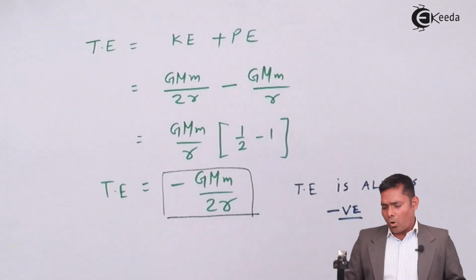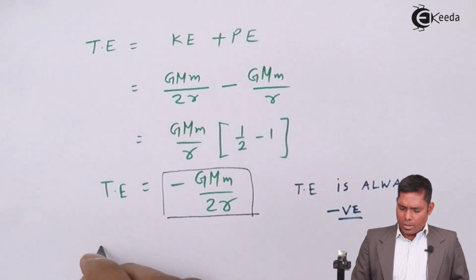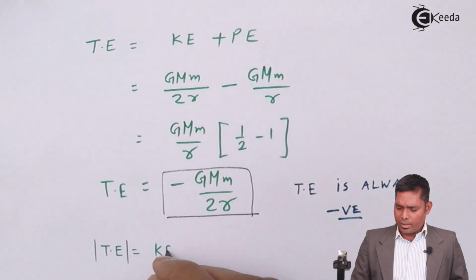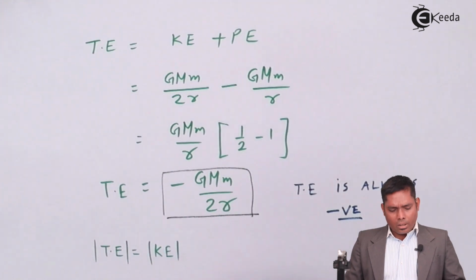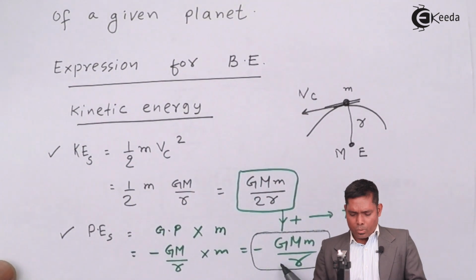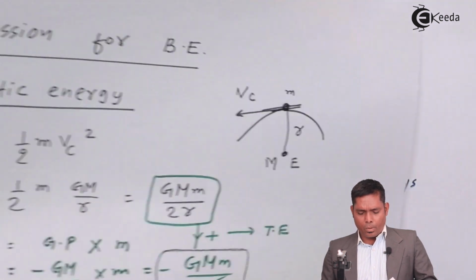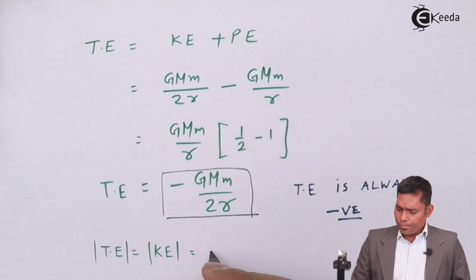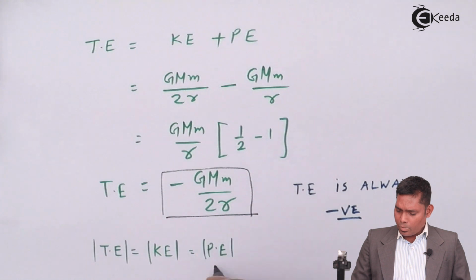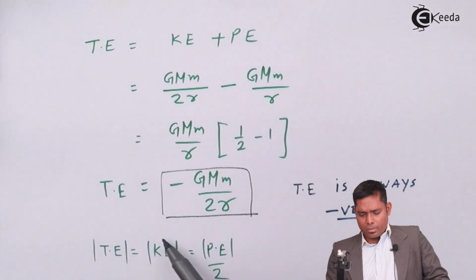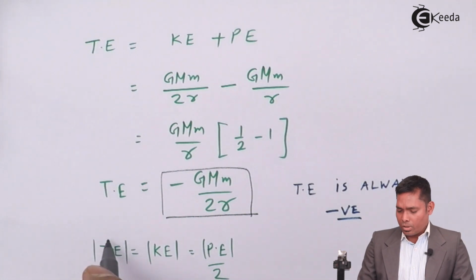Many conclusions can be drawn here. Some points to remember: the magnitude of total energy is equal to the kinetic energy. As far as the potential energy is concerned, it is twice the total energy, so the potential energy's magnitude is double that of the total energy and the kinetic energy. This relation is important to remember.